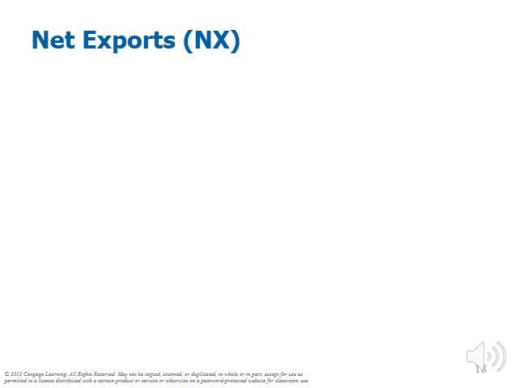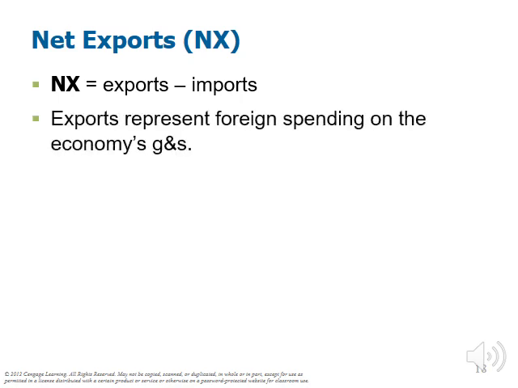Net exports. Again, net exports is our interaction with the rest of the world, buying and selling goods abroad. Net exports is equal to exports minus imports. Exports represent foreign spending on the domestic economy's goods and services that are sold abroad. Imports are the portions of consumption, investment, and government spending that are spent on goods and services produced abroad.